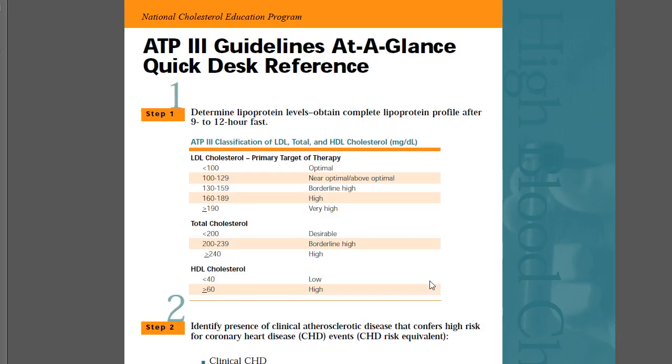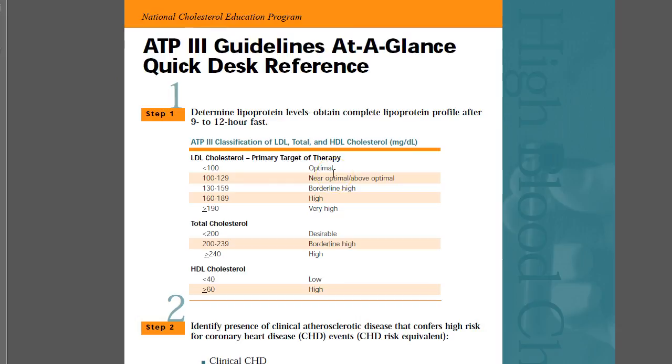I also want to go over something that is important in terms of practice. Some people refer to it as ATP4, although it's not officially ATP4, but it came out in 2003, updated guidelines regarding management of dyslipidemia. We'll talk about some of the differences, but for the purposes of boards, you will need to know ATP3.